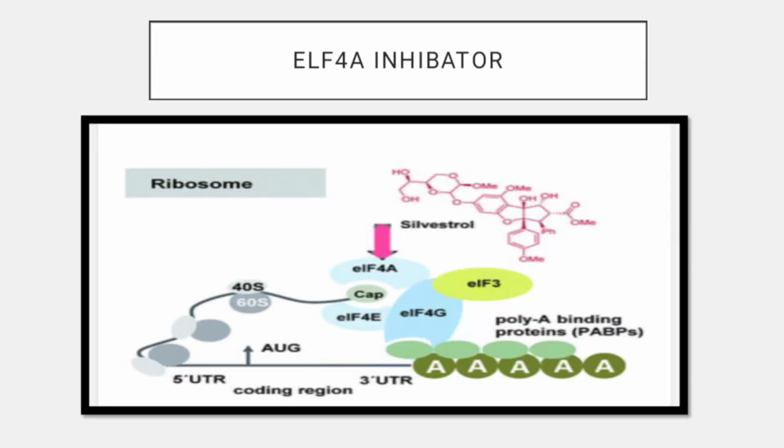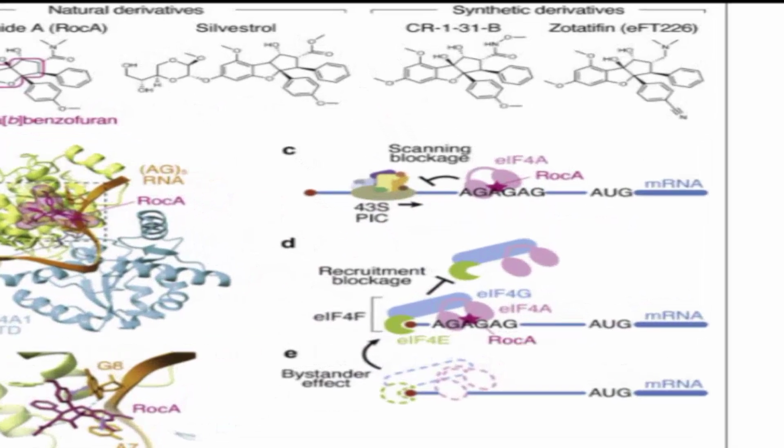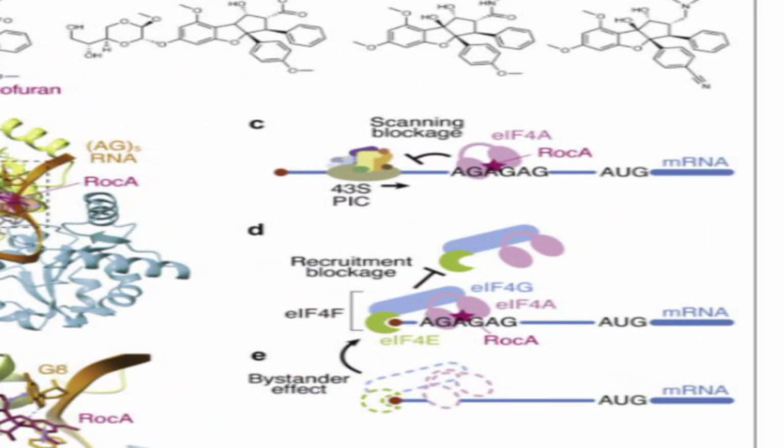This is the diagram, and this is the ribosome, 5' to 3', and this is the coding region in which adenine, uracil, and guanine are attached. 40S is the smaller subunit of the ribosome and 60S is the larger subunit of the ribosome. Here are also the poly A binding proteins, and Silvestrol is also attached. And this is also a diagram in which the messenger RNA is attached with the coding region and eIF4A, and this is the recruitment blockage.